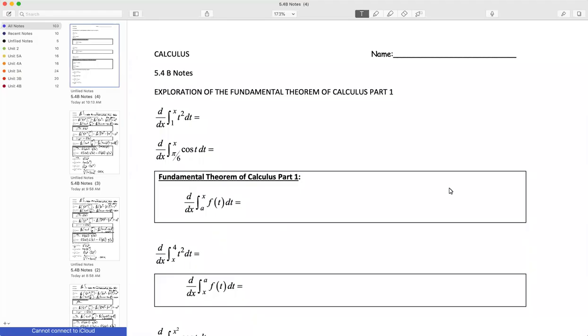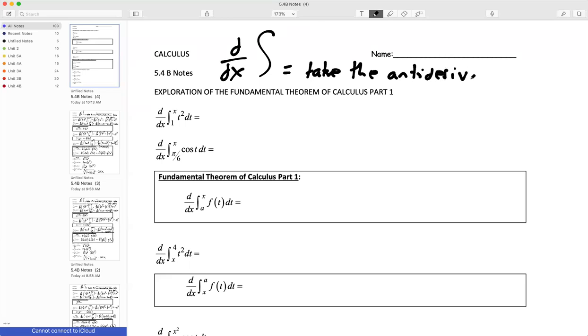First thing here is the notation. This means that we are taking the derivative. This means that we are taking the antiderivative. So whenever you see this notation, this means take the antiderivative, then take the derivative.